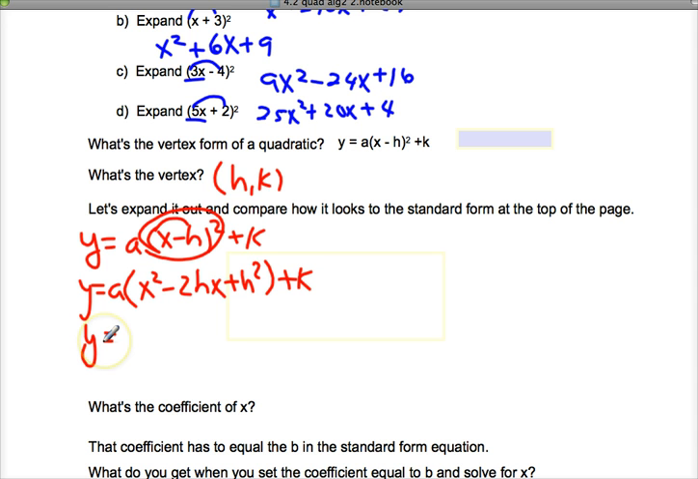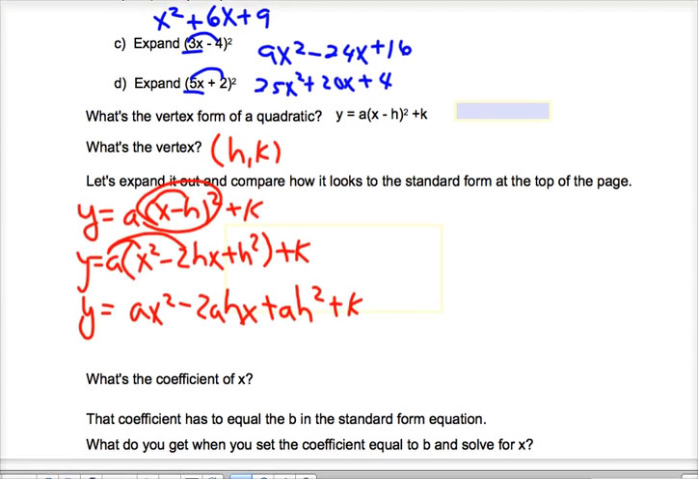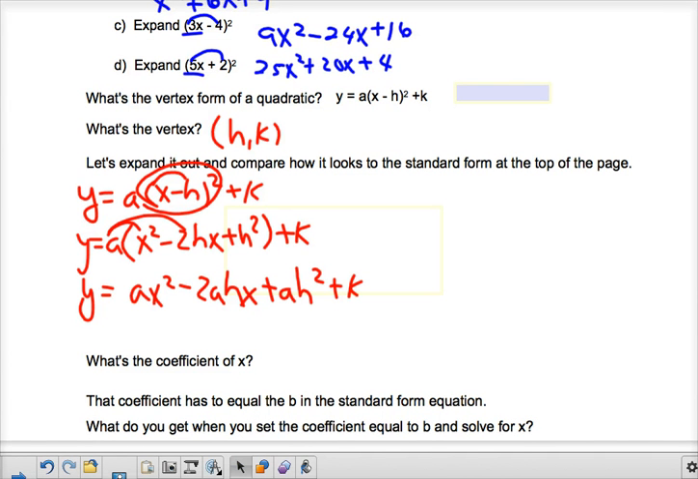Well, I still don't have the parentheses gone. I need to distribute this a. So I'd have ax squared minus 2ahx plus ah squared plus k. Well, that might look kind of confusing to you. That's a lot of letters. Well, there's a reason I'm doing this, and we're almost there. Now I ask you, what's the coefficient of x?